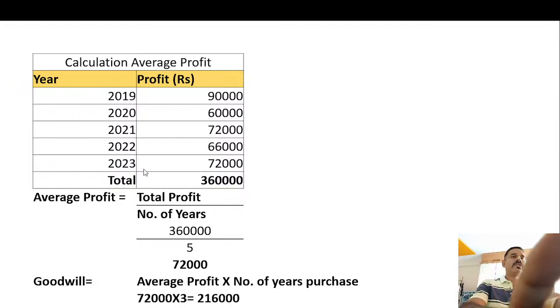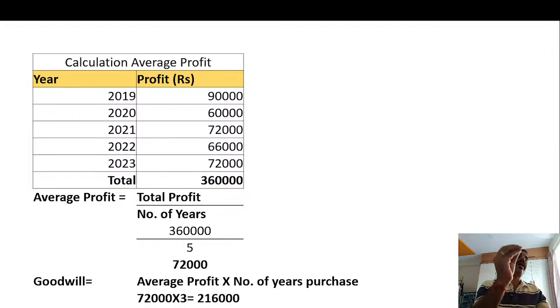Okay, so average profit equals total profit divided by number of years. Total profit is 3,60,000 and number of years is 5, so average profit is 72,000. Then goodwill equals average profit into number of years' purchase. So 72,000 into 3, total 2,16,000 is the goodwill. See how simple the questions they are asking you are.